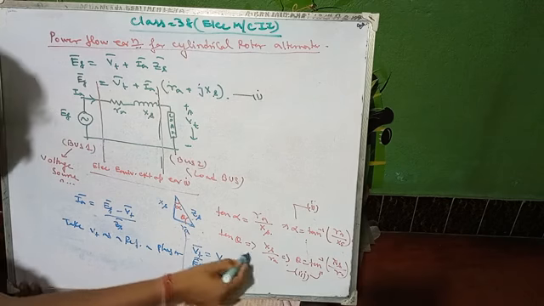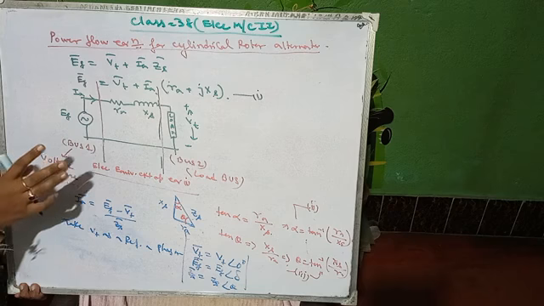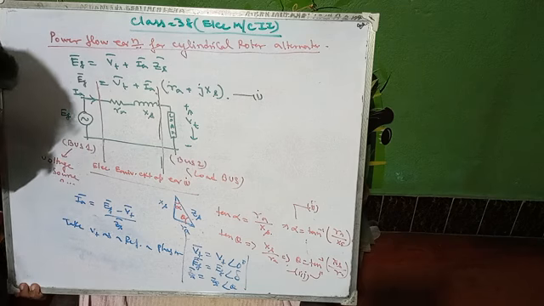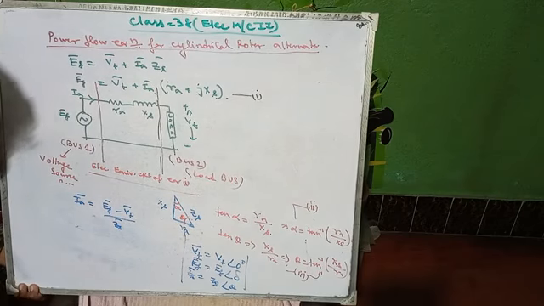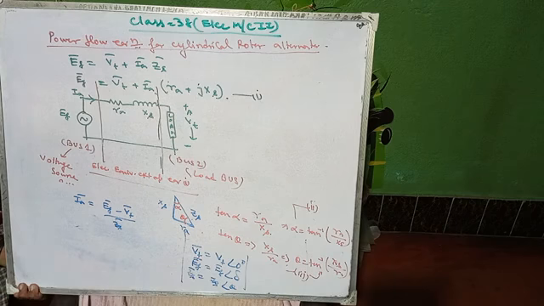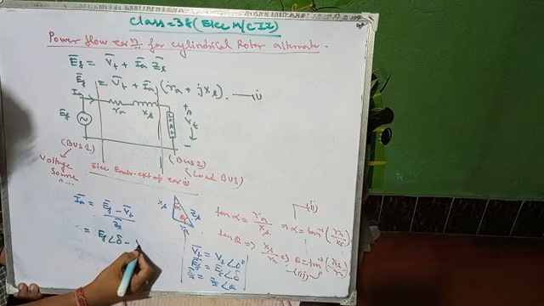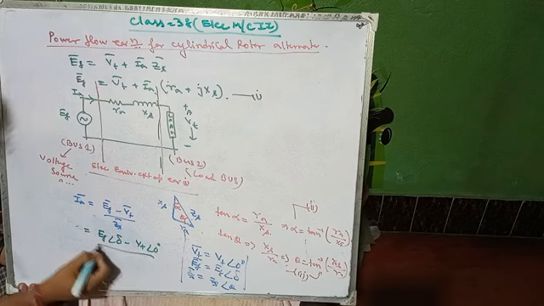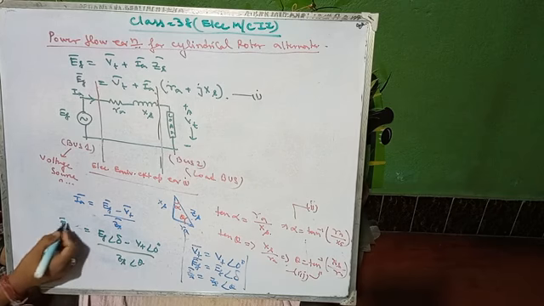These three I have already discussed in the phasor diagram of the alternator, so it is very clear. From that concept I can just put in the values: Ia equals (EF angle delta minus Vt angle 0 degrees) by Zs angle theta. So this is your current Ia.